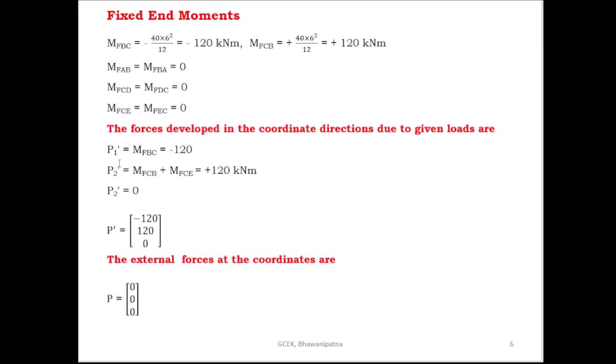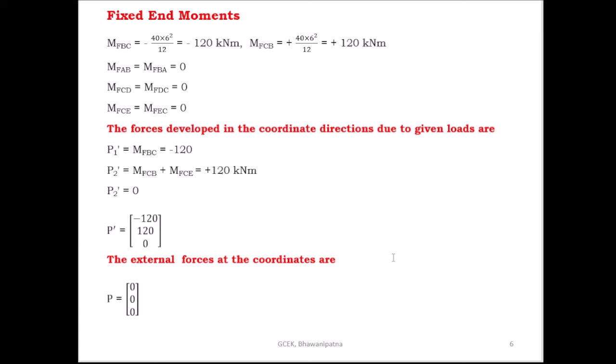So find out the forces: P1 dash is MFBC, equal to minus 120 kilonewton meter, and P2 dash is MFCB plus MFCE, equal to plus 120 kilonewton meter. So these are the forces due to the external loading, P1 dash, P2 dash and P3 dash. So P1 dash is equal to minus 120 kilonewton meter, P2 dash is equal to 120 kilonewton meter and P3 dash is equal to 0. This is the force developed in the coordinate direction due to the external loading.